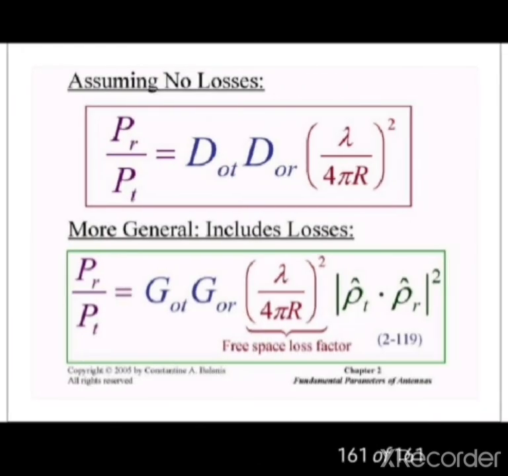This is the final equation, and again we rewrite this in terms of directivity: Pr by Pt equal to dt into dr into lambda by 4 pi r whole square. More generally, including the losses, Pr by Pt equal to Gt into Gr into lambda by 4 pi r whole square. This is the final resultant equation, where rho t and rho r are the reflection coefficients, and the free space loss factor is there.